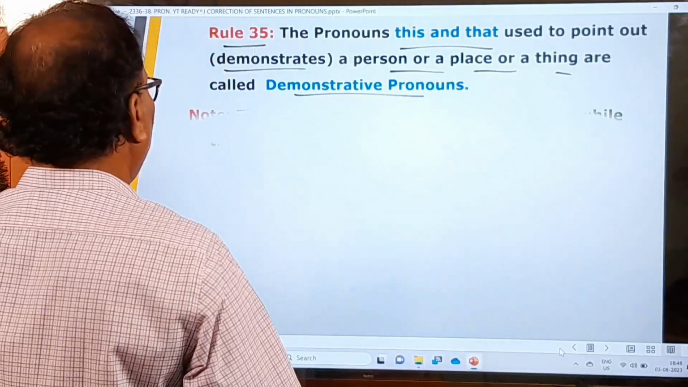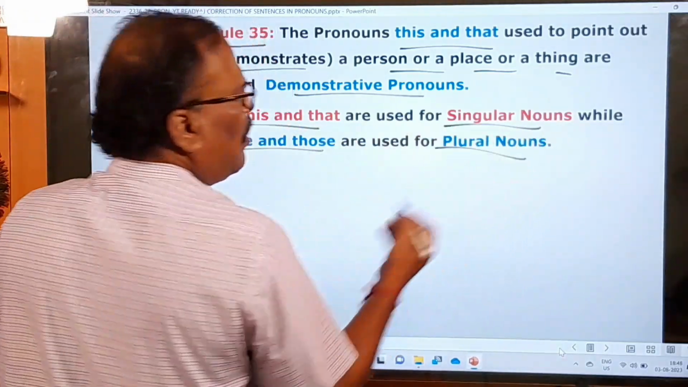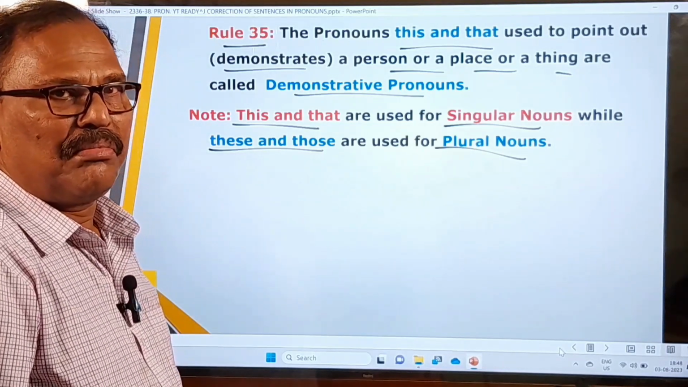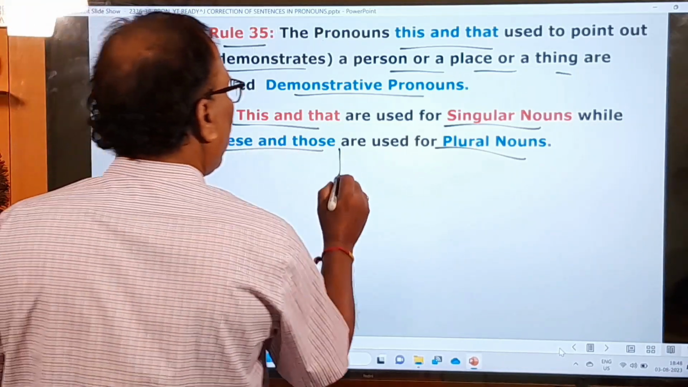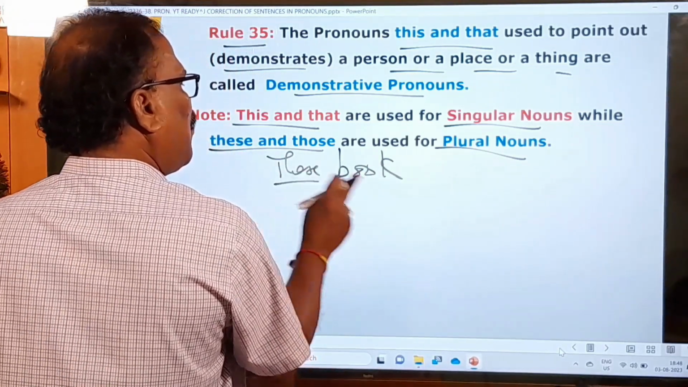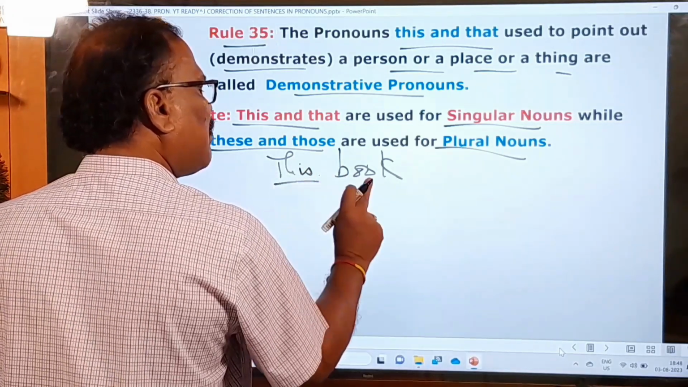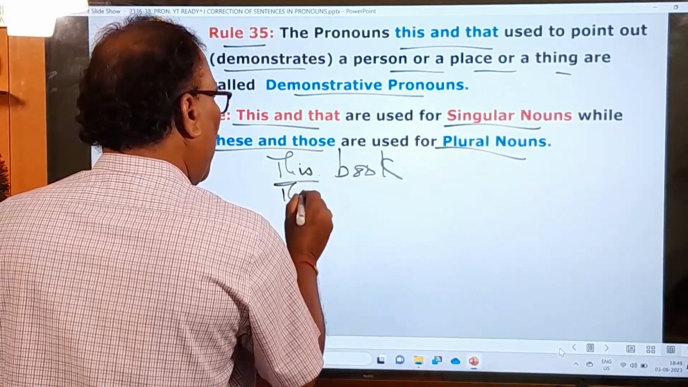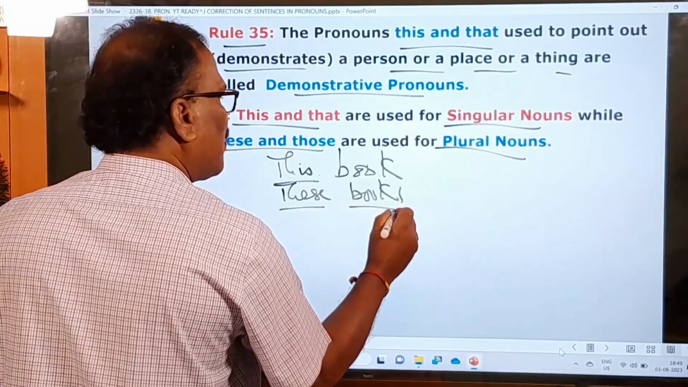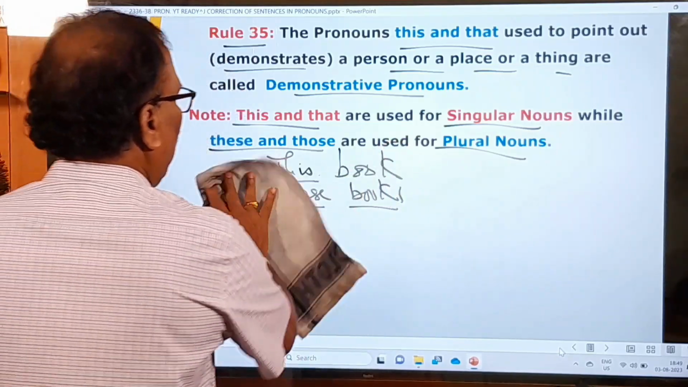This and that are used for singular nouns. These and those are used for plural nouns. It's simple. You say this book, but you don't say these book. Book is one. When the book is one, you don't say these book. If it is one, this is singular, and book is also singular. If it is plural, these books. Plural pronoun, plural noun. Singular pronoun, singular noun. That is common. You know that very well. There is nothing difficult in this.